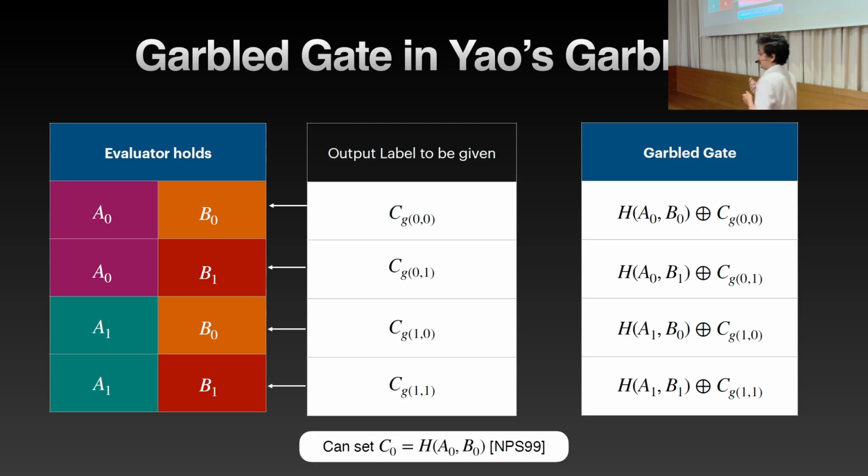An observation here was that because you only have 2 output labels, if you set one of the output labels to just H of A0, B0, then you have a 3 kappa bit ciphertext instead of a 4 kappa bit ciphertext.